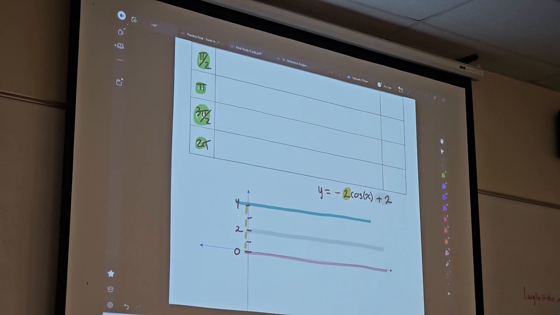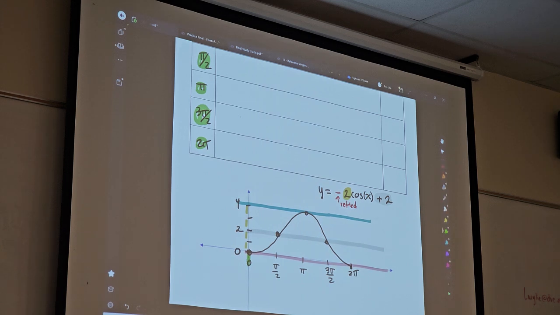And my angles are the standards: 0, pi halves, pi, 3 pi over 2, 2 pi. I know everything. And this is reflected. Cosine normally starts up at a max, but when you reflect it, it starts at min. So here you go. Min, equilibrium, max, equilibrium, min. Done.